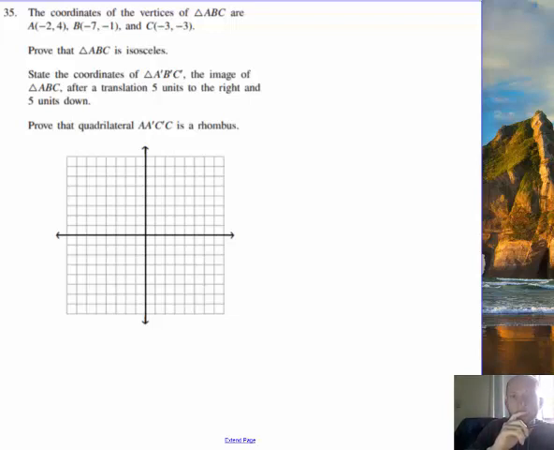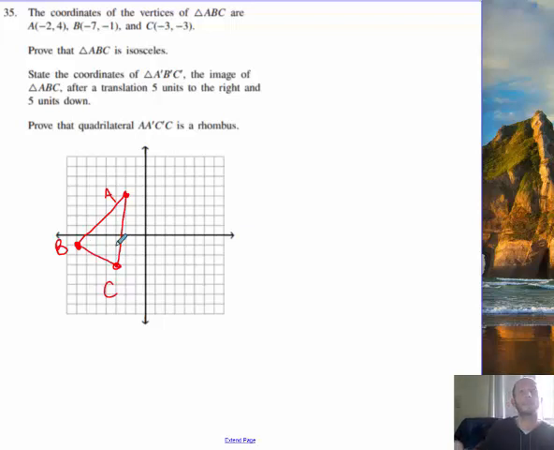The coordinates of the vertices of triangle ABC are A at -2, 4. I'm going to graph that. B at -7, -1. 1, 2, 3, 4, 5, 6, 7, -1. And C at -3, -3. And that is our triangle.